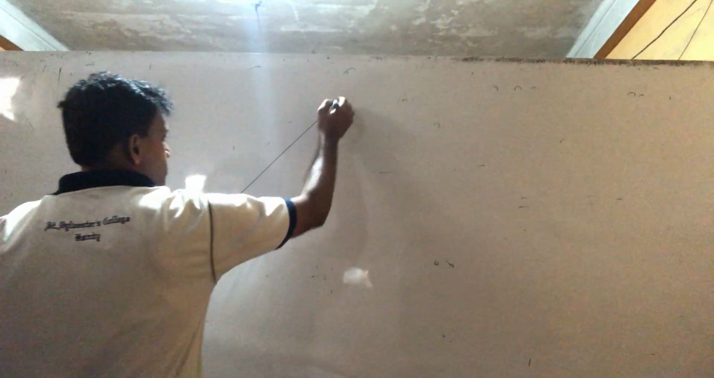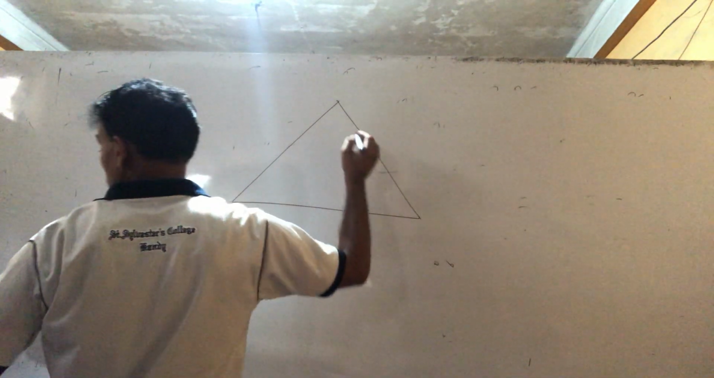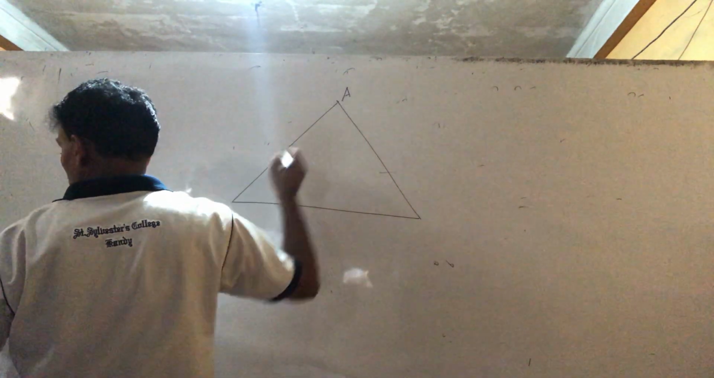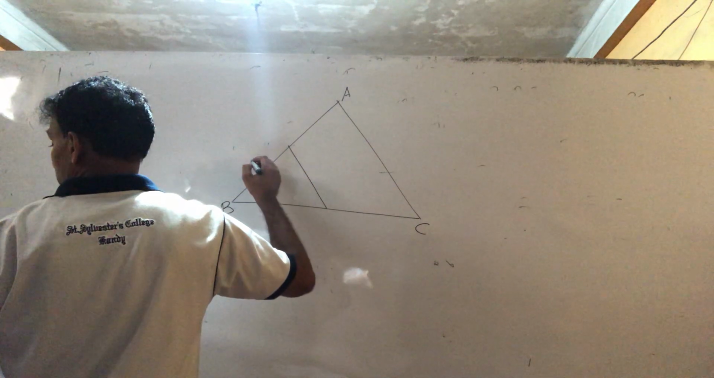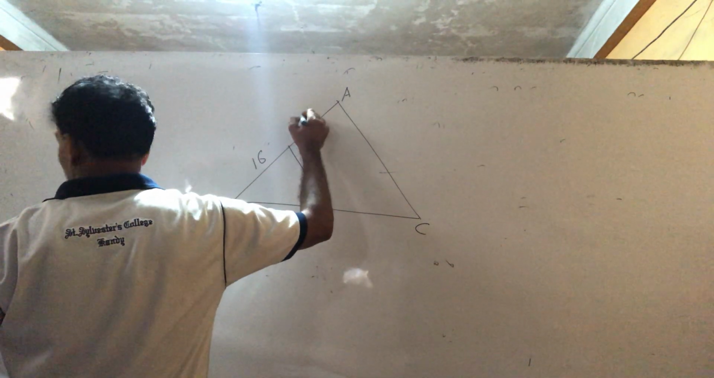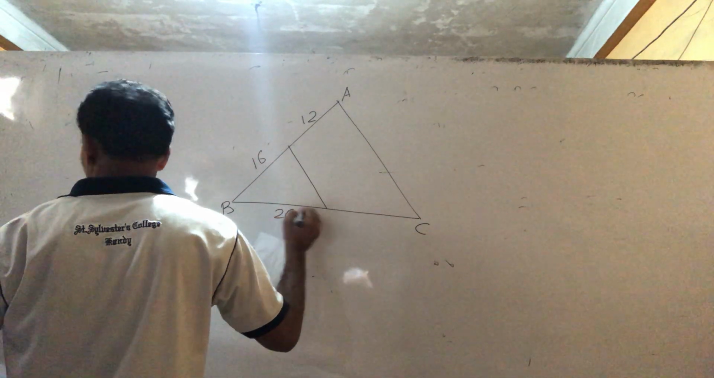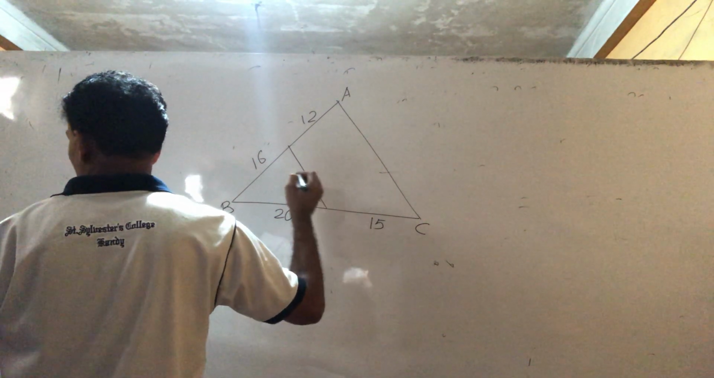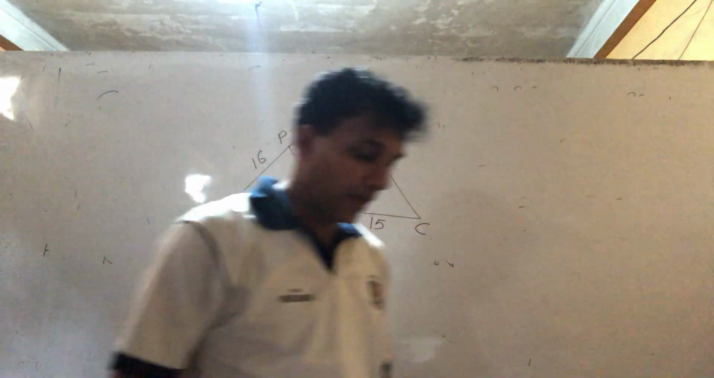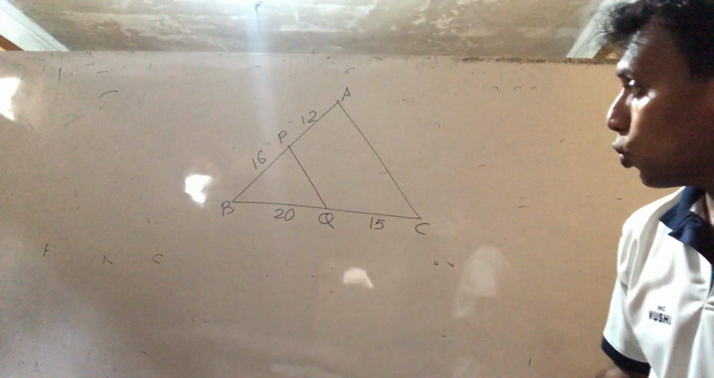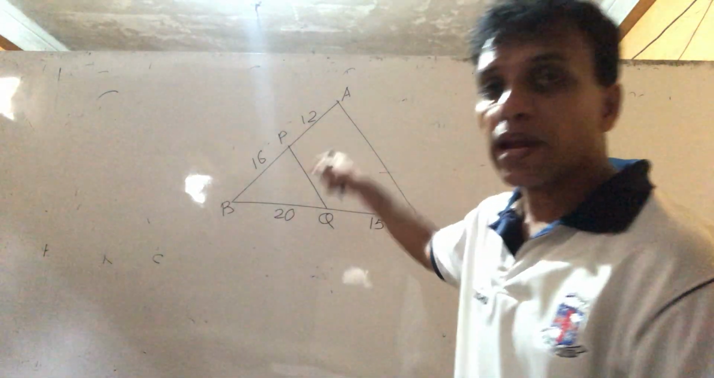It is a very long lesson, so I'm going to explain all the questions. Exercise 14.3, the diagram is given. A, B, C, 16, 12, 20, 15, and this is PQ, in centimeters. Based on the information, show that PQ is parallel to AC.